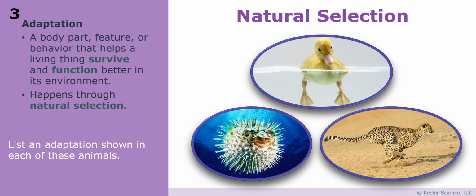If you look at the picture, you will notice three different organisms, and they have all adapted to live better in their environment. So look at the duck. Pause the video and I want you to stop and think to yourself, what adaptations does the duck have to help it survive in its environment? Pause the video here and think, what body parts, features, and behaviors help the duck survive in its environment?